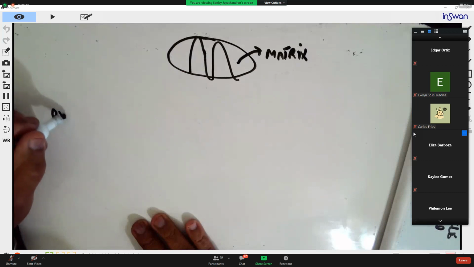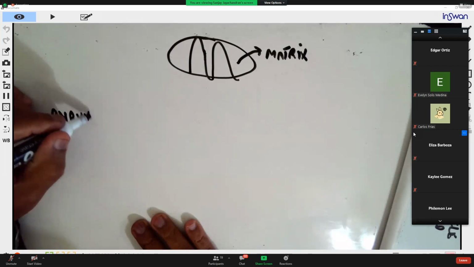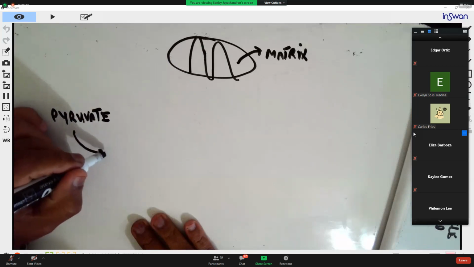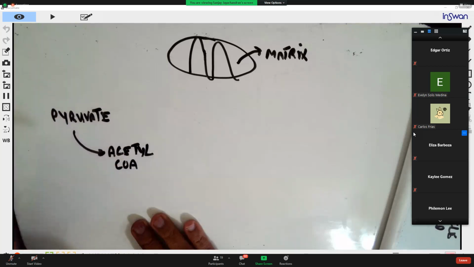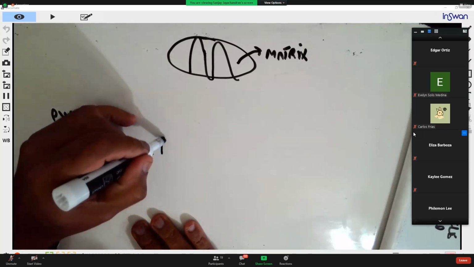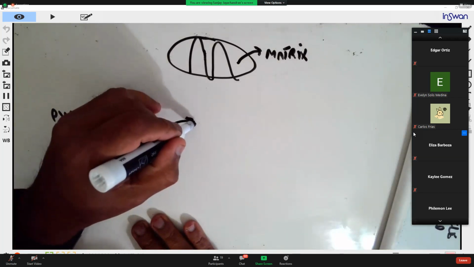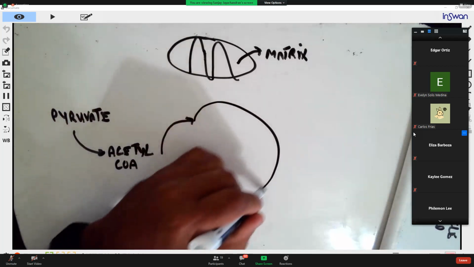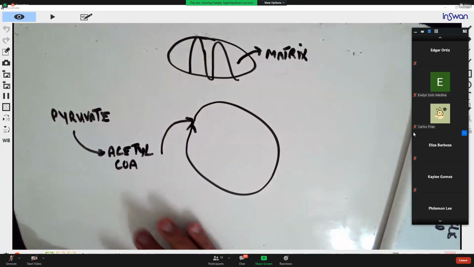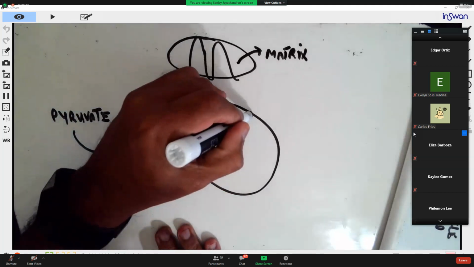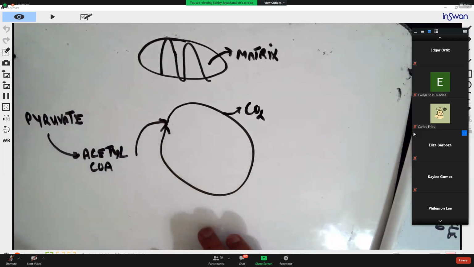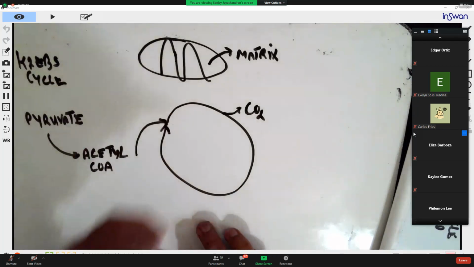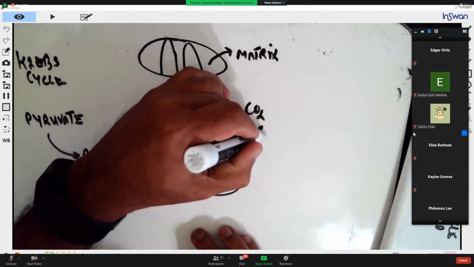Okay, so that pyruvate is converted into a molecule called acetyl CoA. Acetyl CoA enters a cycle, which is Krebs cycle, and you're going to get some products. You're going to get CO2, so you're breathing out right now some CO2, and that's made in Krebs cycle. Now you're also going to get some NADH, more NADH.